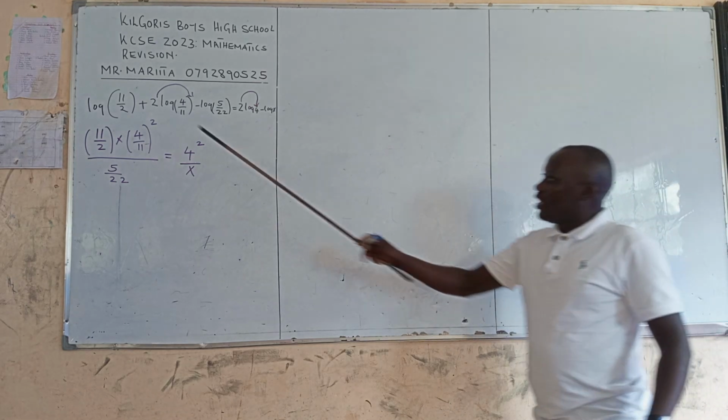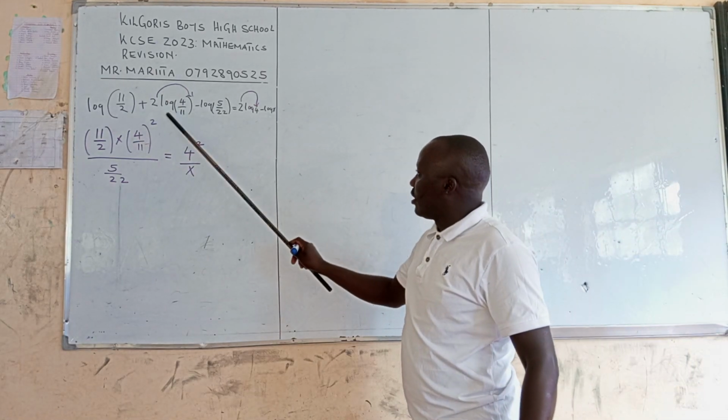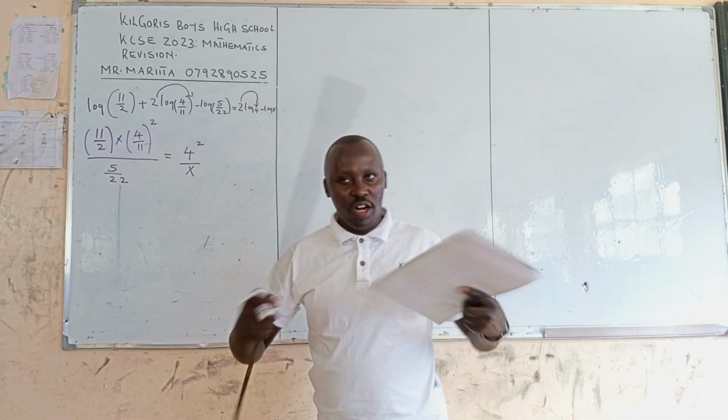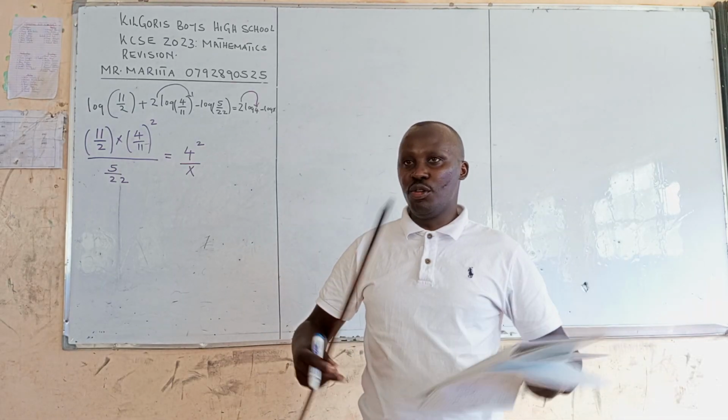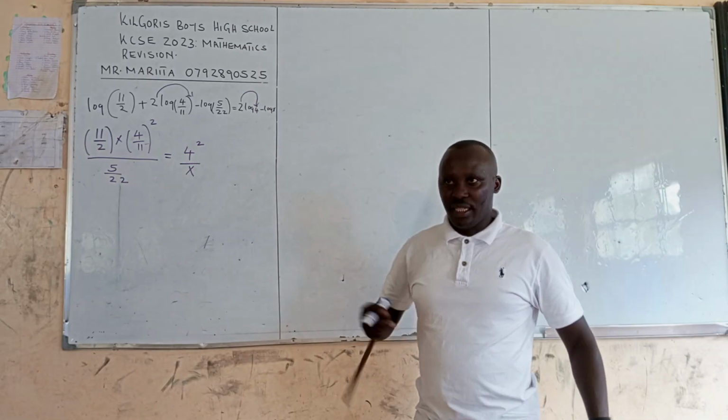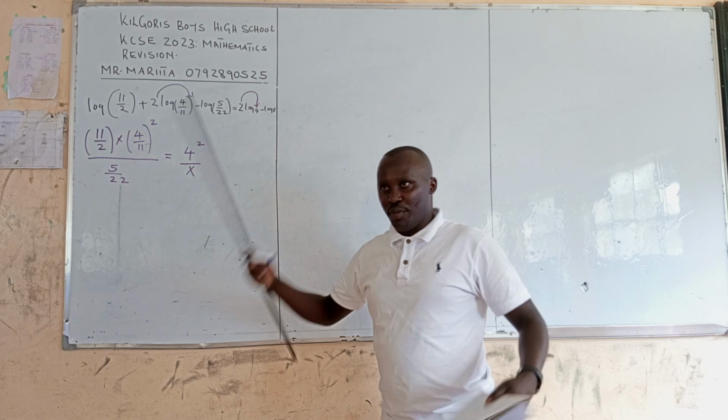So you check that there is a logarithm here, there is a logarithm there, and there is a logarithm there. So the problem contains the logarithm. What do we do? We just drop the logarithm, as I have dropped it now. At the same time, you check on the operation.